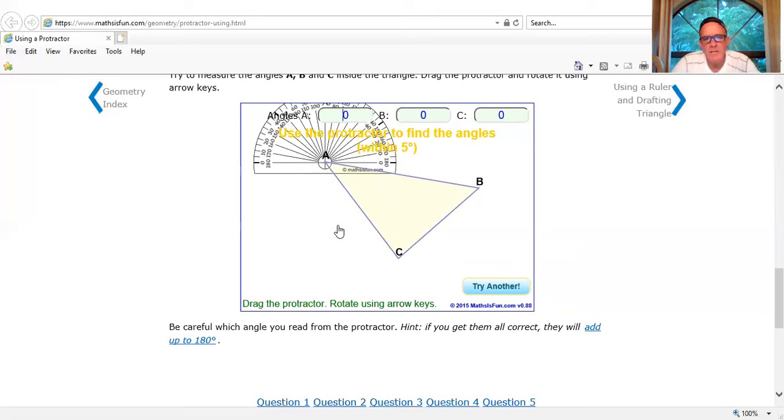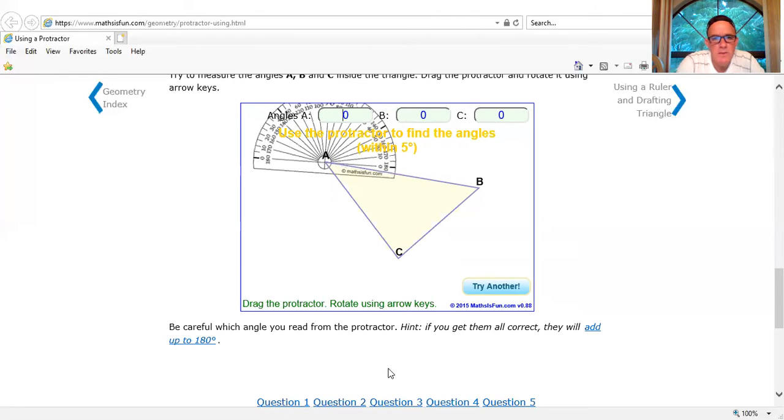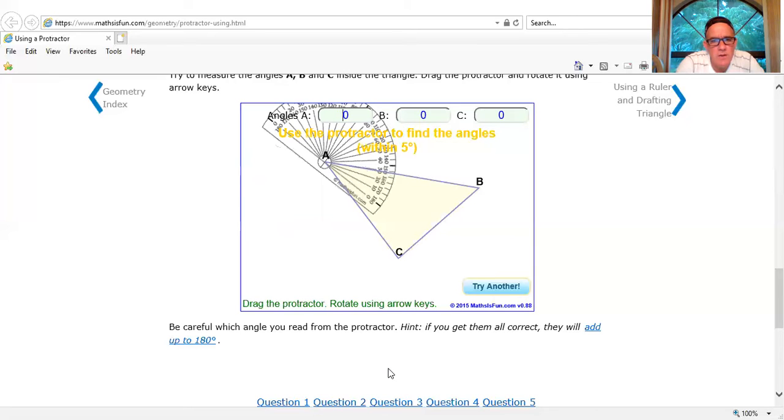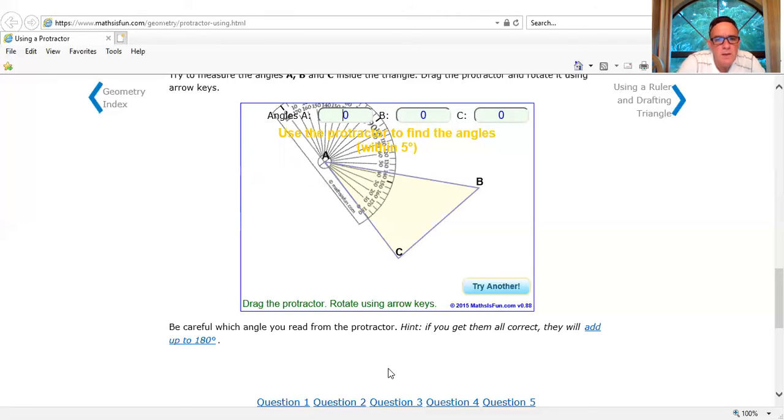Now, if I tried to measure an angle right now, it would be impossible because all my numbers are outside of this triangle. So what I'm going to do is rotate the protractor until A is lined up with this 0 right here. Look at the black dot. A is lined up with this 0.